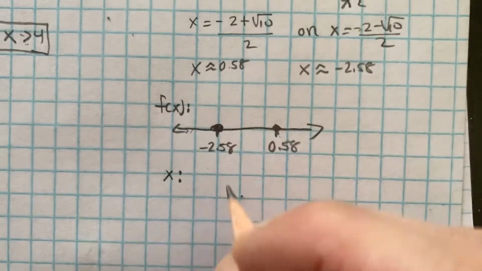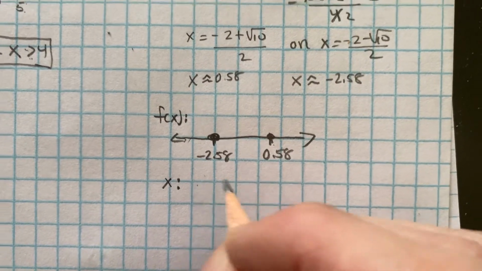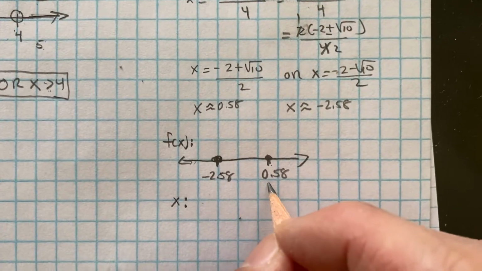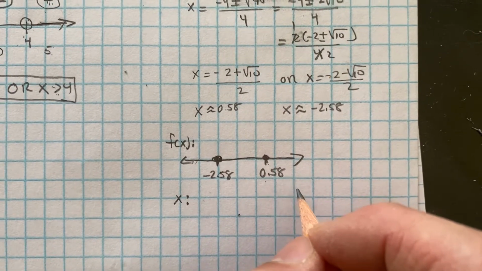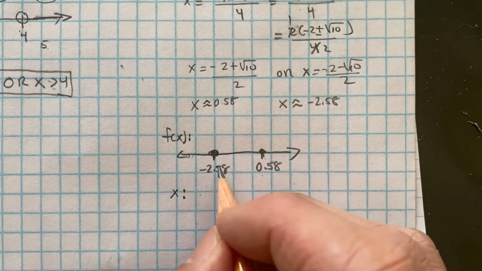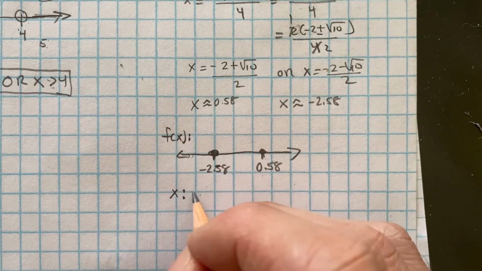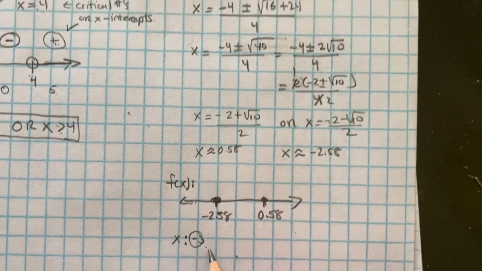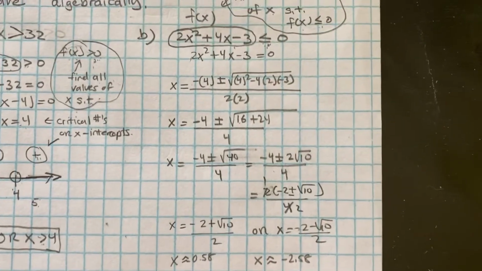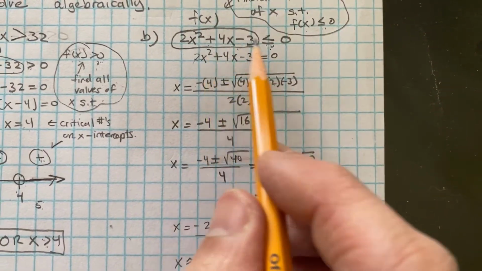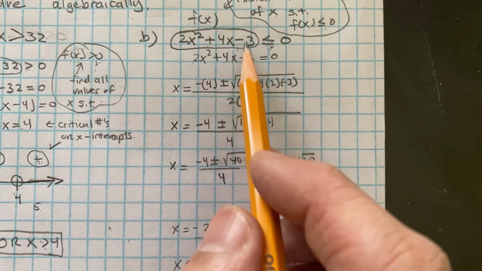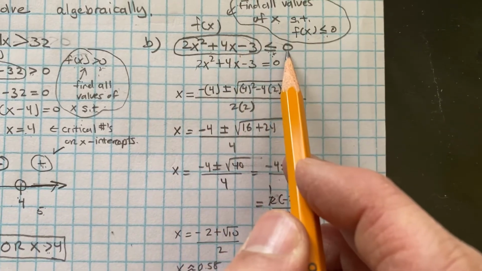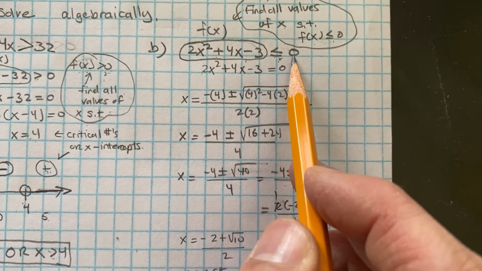and start testing numbers to the left of negative 2.58, between negative 2.58 and 0.58, and then numbers greater than 0.58. So a number to the left of negative 2.58 would be negative 3. And if I plug in negative 3, where do I plug it in? I'm going to plug it into the original inequality where it has all the terms on one side and 0 on the other side.